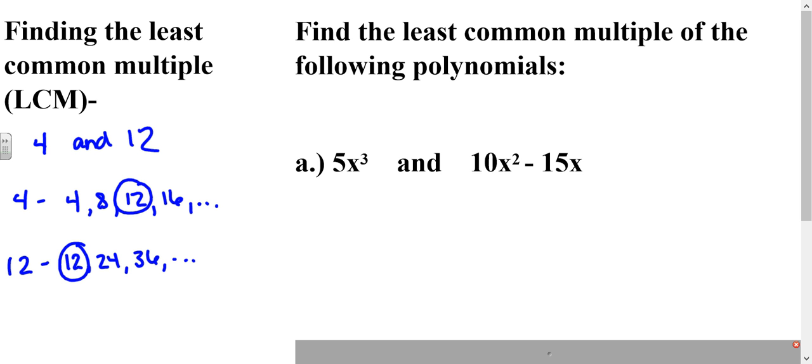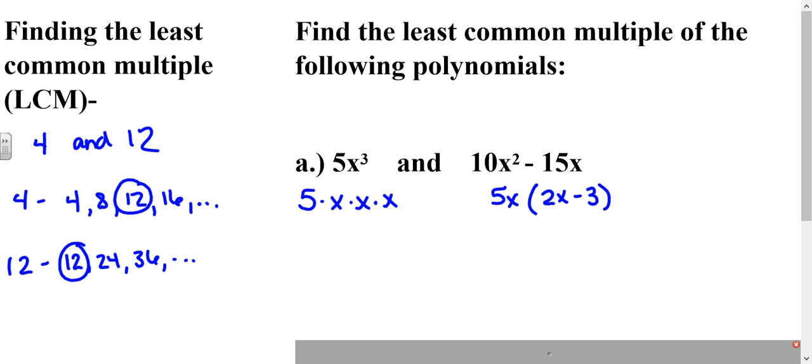When we're doing this with polynomials, it's very similar. If you think of these expressions as completely factored, for instance, 5x cubed is made up of 5 times x times x times x. And if I factor 10x squared minus 15x, the greatest common factor would be 5x. I could take that out, and then I would have left over 2x minus 3.